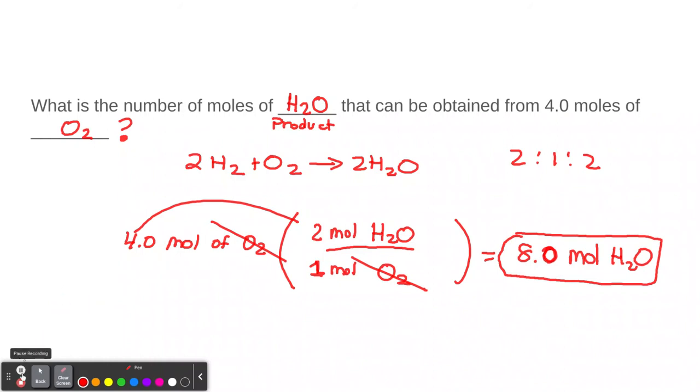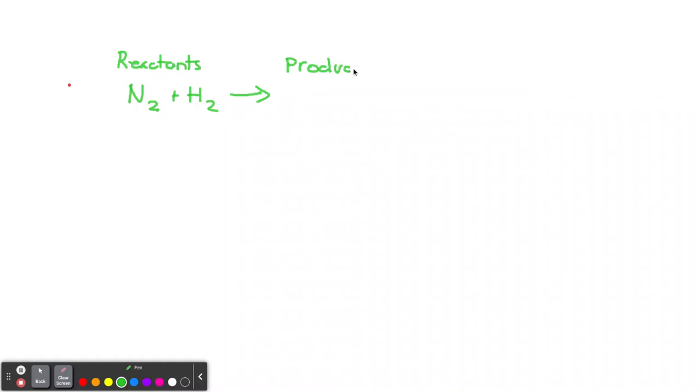And let's do another example. All right, let's say we had, and why don't we switch to green. What if we had nitrogen gas, N2, plus H2, hydrogen gas? And that's going to yield, and again, these are our reactants, and it's going to yield the product of ammonia. This is ammonia. All right, and so the first step you want to do is balance it. Step 1, balance the equation.